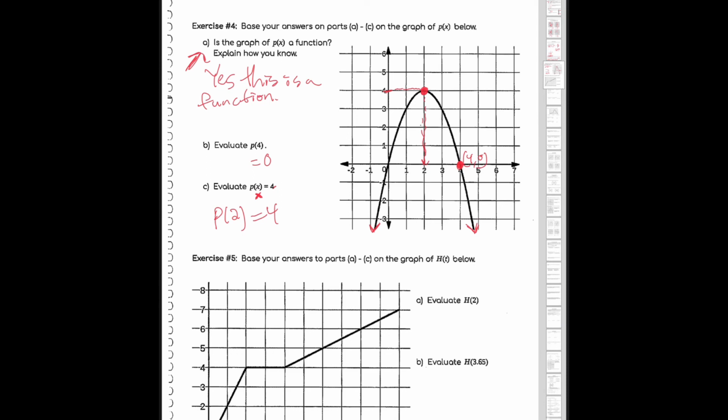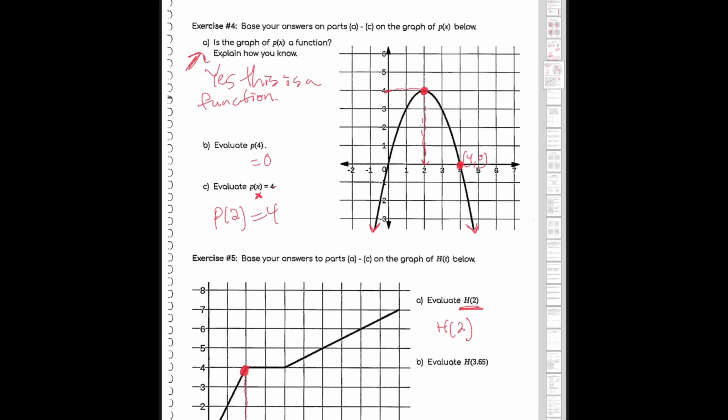On exercise 5, we have something very similar. We're looking to evaluate parts of this function. It says evaluate h of 2. Again, this is asking us, what is my y value when x is 2? Because this line on this coordinate plane is some function h. So here's 2. We follow it up to the graph and see where it hits. It hits at the value of 4. So h of 2 is equal to 4.